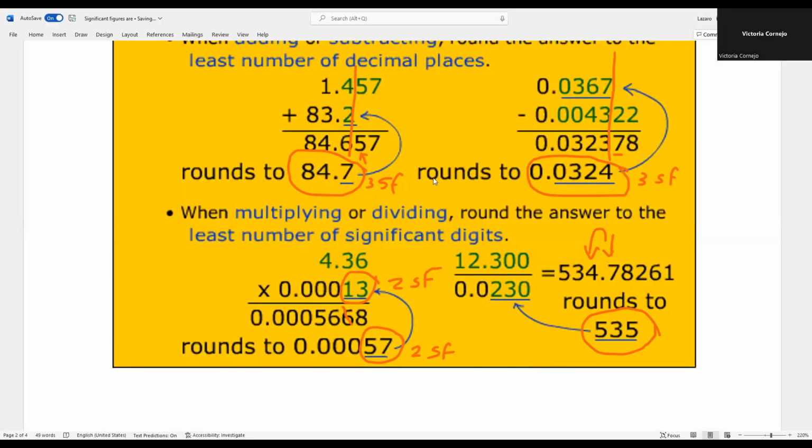Got it? Then here you have the 4 most important operations that you're going to make. Addition, subtraction, multiplication, division. For addition and subtraction, remember the number with least decimals. With multiplication and division, the number with least significant figures. That's the rule. May I continue?